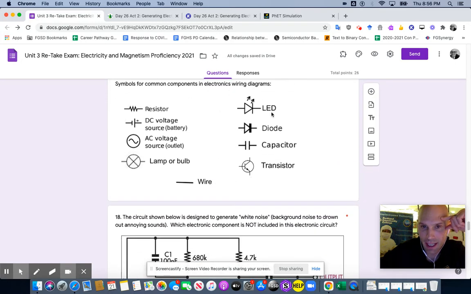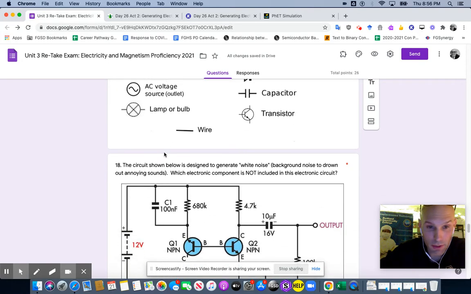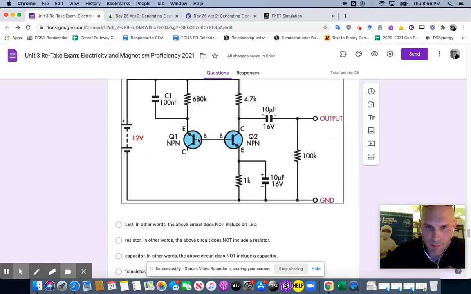Okay, and I gave you what they all look like. It's kind of a matching exercise, right? But it's kind of what circuit diagrams are. You have these symbols that represent objects. And being able to look at a symbol and identify it is kind of important for electronics. So that's your first question, question number 18. What's not here?